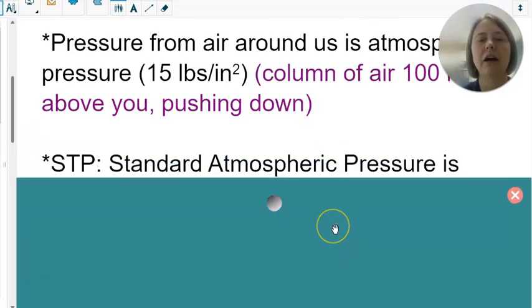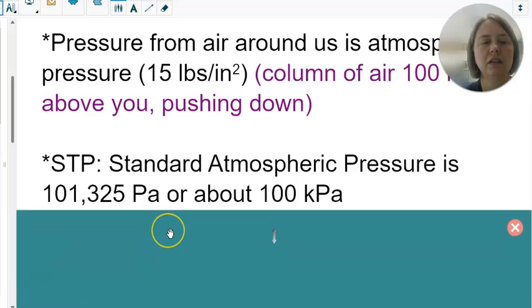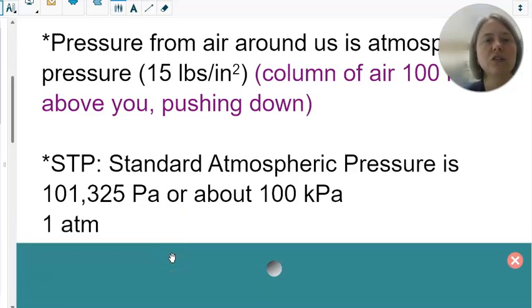A lot of times you'll hear about STP, or standard temperature and pressure. The standard pressure when we talk about STP is exactly 101,325 pascals, or about 100 kilopascals. Or there's this other unit you'll see frequently, atm, 1 atmosphere. The atmospheric pressure at sea level is considered 1 atm, or it measures 101,325 pascals.